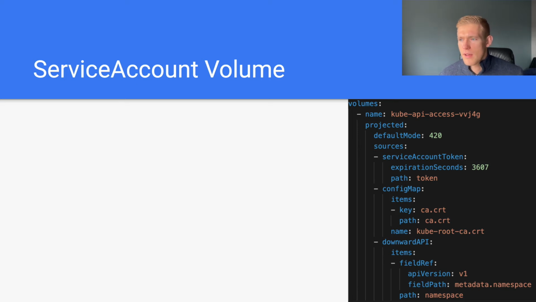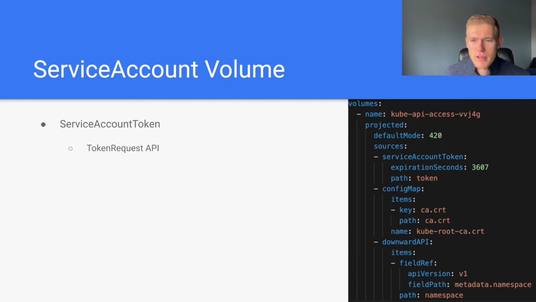So let's have a closer look at the individual fields of this projected volume that's added for a default service account, or really for any service account. The first one is the ServiceAccount token, and this is what is used to authenticate against the Kubernetes API. It is generated from the Kube API, but Kubelet is the one that generates it, and then Kubelet passes it on to the pod, and that process is done via a token request, which is an API that the API server exposes that allows us to retrieve tokens.